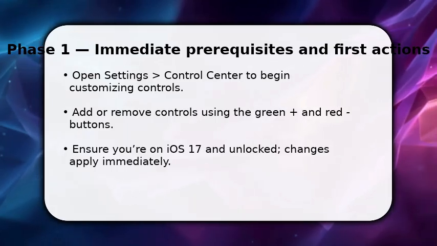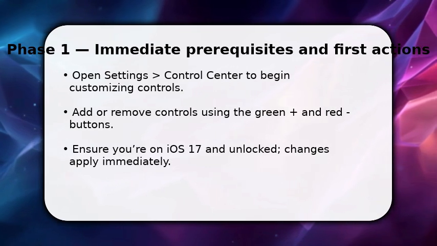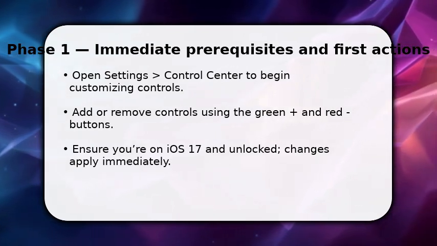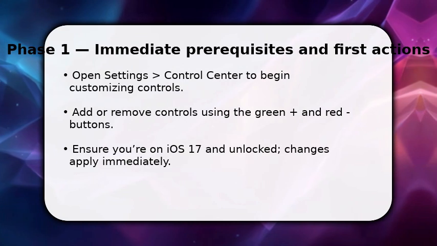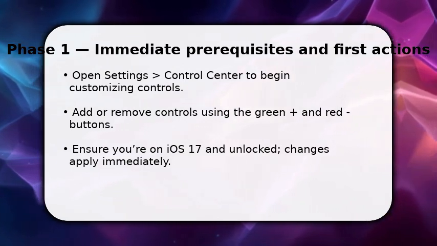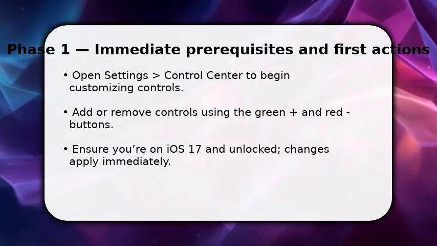You'll start inside Settings, then tap Control Center to begin. This is where you add the controls you use most and remove ones you don't. Once done, tap the green plus to add a control or the red minus to remove it.